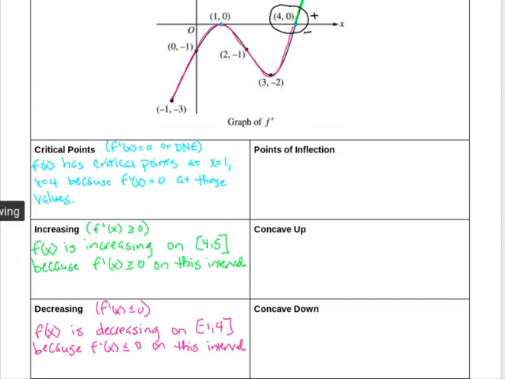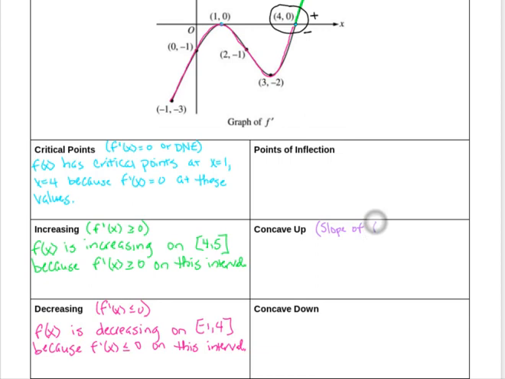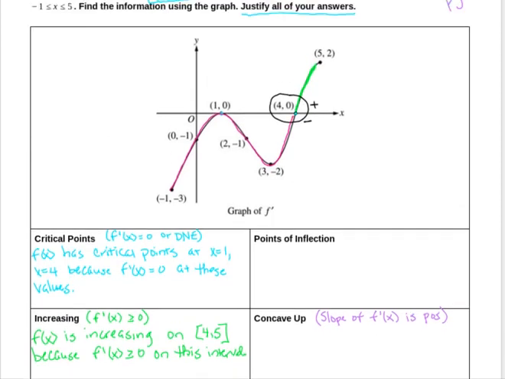So if I have the graph of f prime of x, then I know the function is going to be concave up if the slope of f prime is positive. So when I take a look at the graph of f prime, I want to identify where the slope of f prime is positive. Well, that would be from -1 all the way until +1. And it would happen again from 3 all the way to 5.